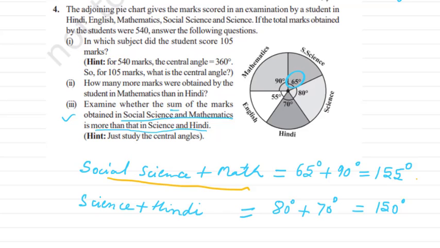That means you can write that the social science marks plus maths marks is more than the science and Hindi marks. So like this you can solve the questions.